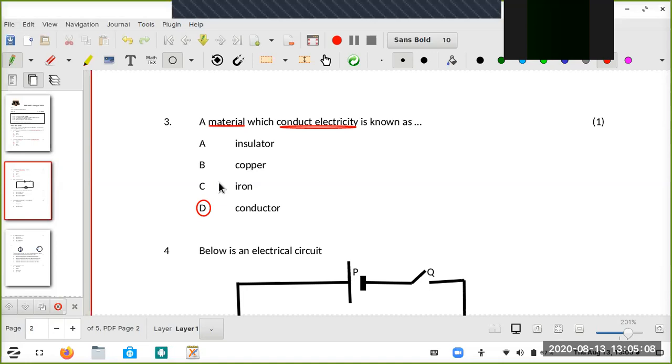So in this case, it means our best answer is 3D, because we are looking for a material which conducts electricity, right? In other words, we are looking for a material that can just conduct what? Electricity. What is the other name for that? All right. So which means it's 3 what? D. That's the material which conducts electricity is known as. All right.